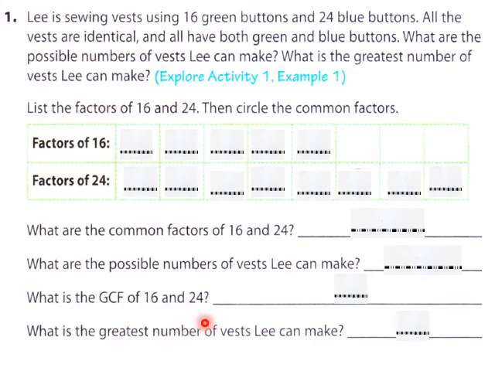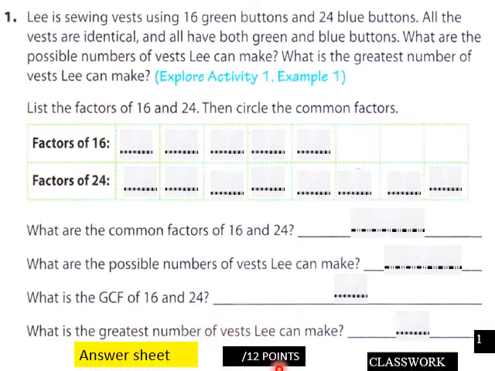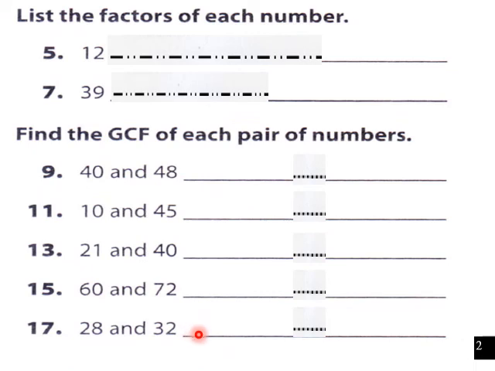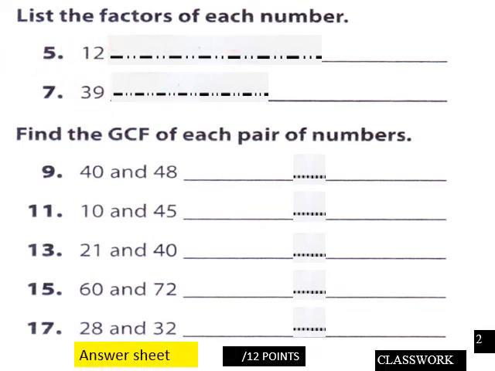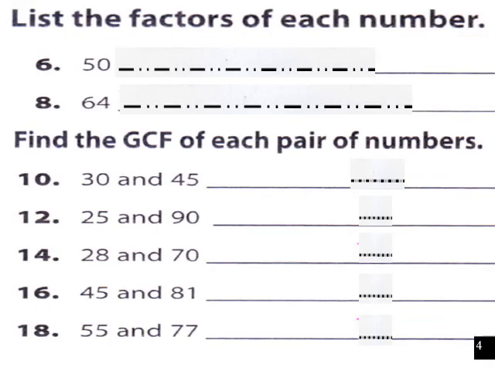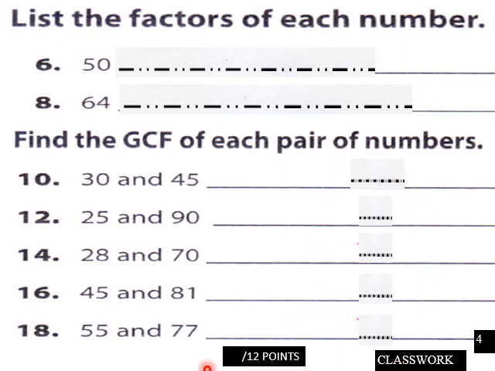Okay, our homework for this lesson. We have a 12-point homework sheet here. And then page 2 of the homework, 12 points here. Find a GCF of each of the pairs. List the factors of each one of these numbers here. And then list factors here. Find GCFs of these. 12 points here, page 4.